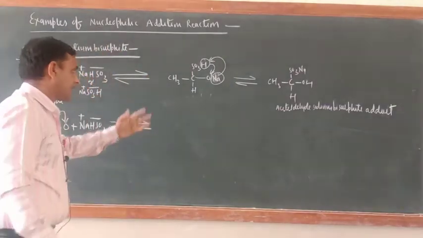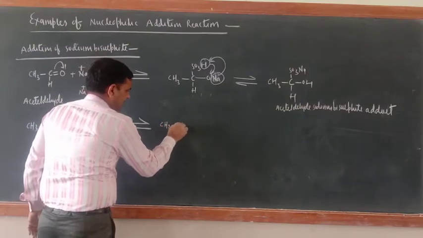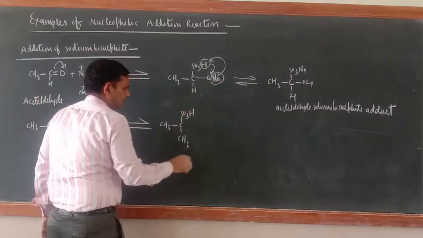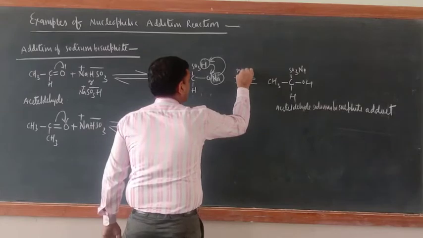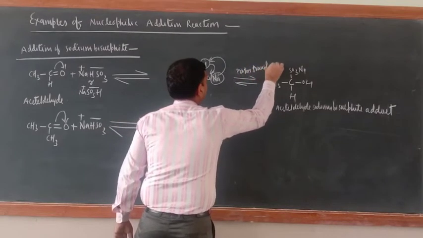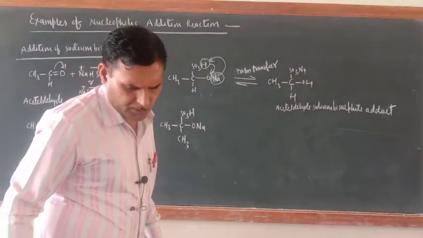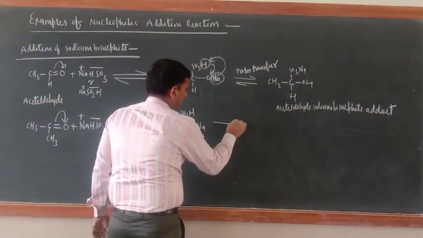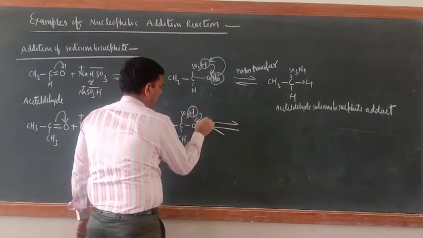Okay, they are crystalline compounds. Same way here also, just see CH3C, here CH3, here SO3H, and here ONa. Then what is the name of this step? Proton transfer. You should mention here proton transfer. So now here again the same thing: now H will be here and Na will be here.